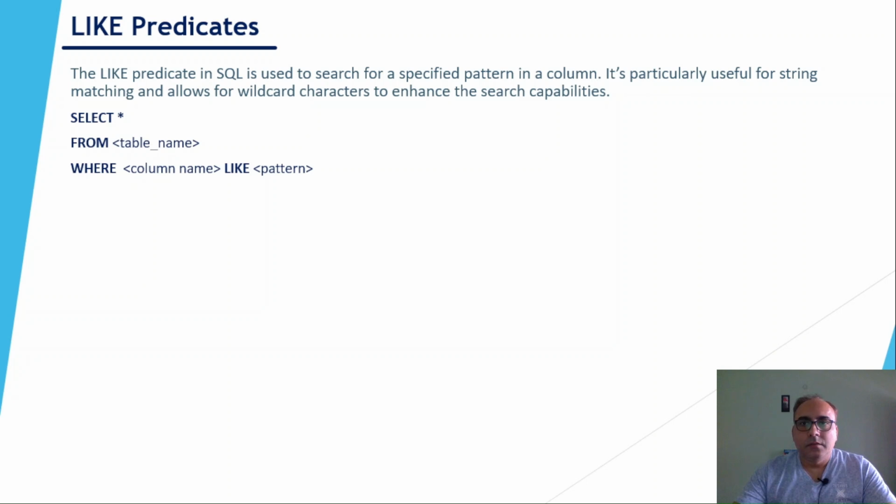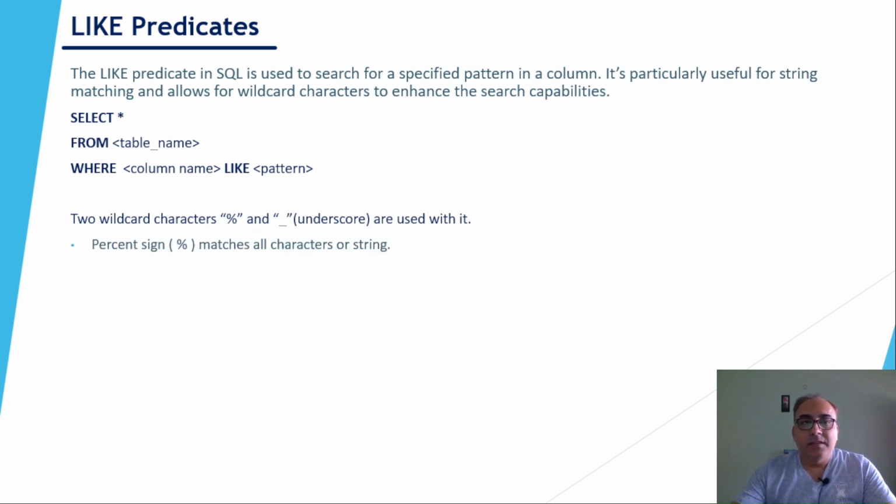The syntax for the LIKE predicate is: SELECT * FROM table_name WHERE column_name LIKE pattern. After LIKE we have to specify the pattern. Now there are two wildcard characters, percentage and underscore. So what's their role? Percentage matches all characters or strings. Underscore matches a single character. So the percentage sign matches all characters in a string, and underscore only matches a single character.